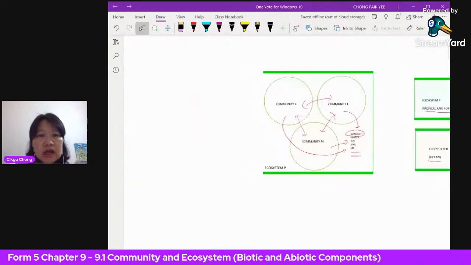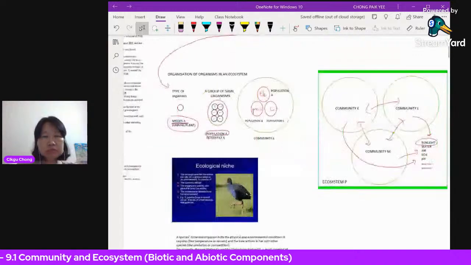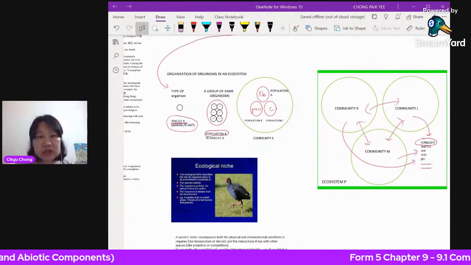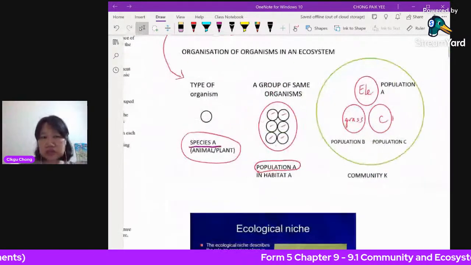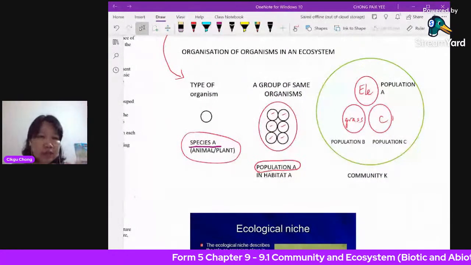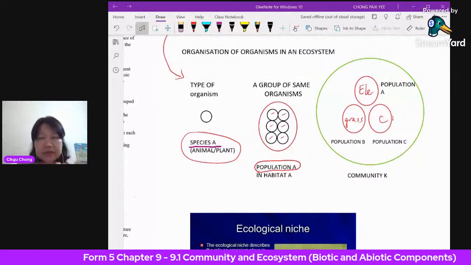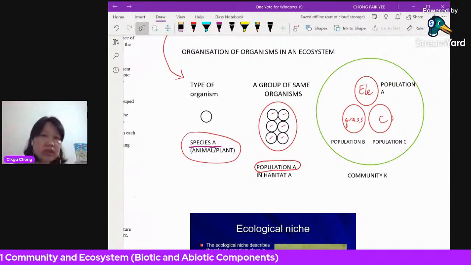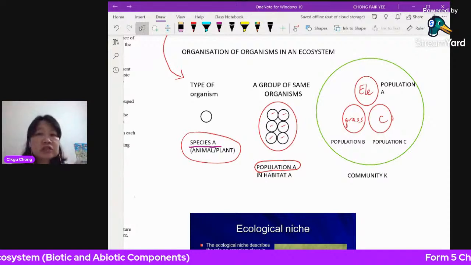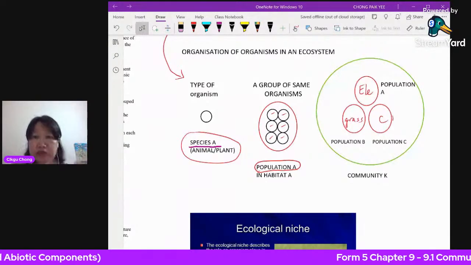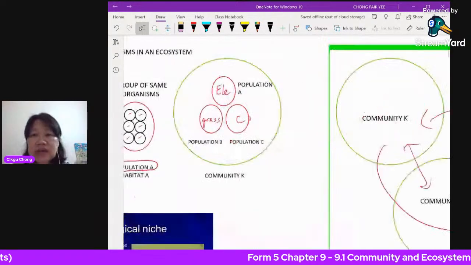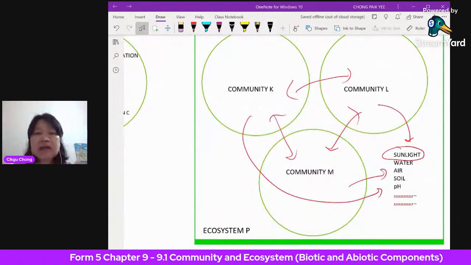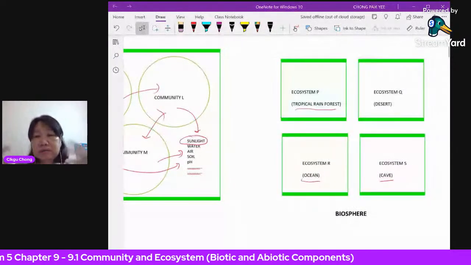You see the whole picture, how there is an order, right? The classification. One organism on its own is just one species. Then you have your population staying together, the same type of organism, more than one. Then you have different populations of different animals and plants staying together. It's called a community. After that, you have different communities staying together in an ecosystem, and different ecosystems make up the biosphere.